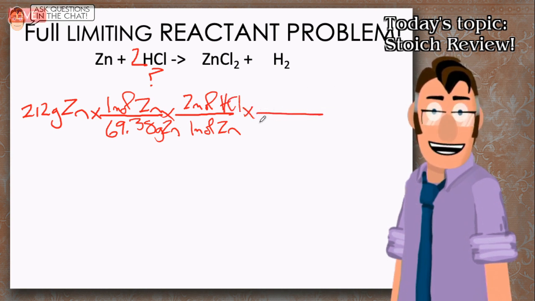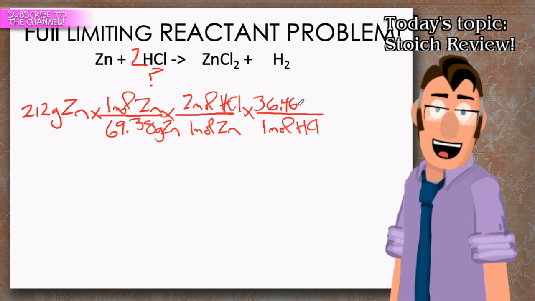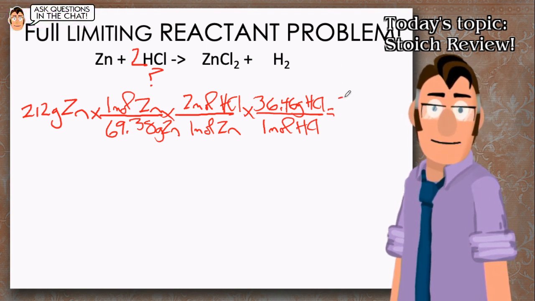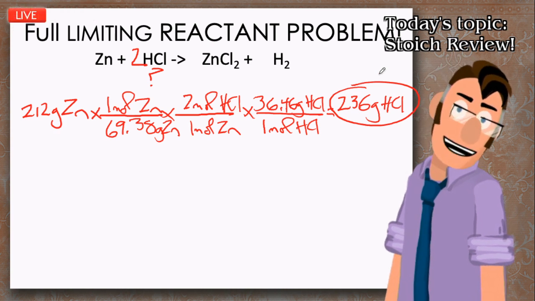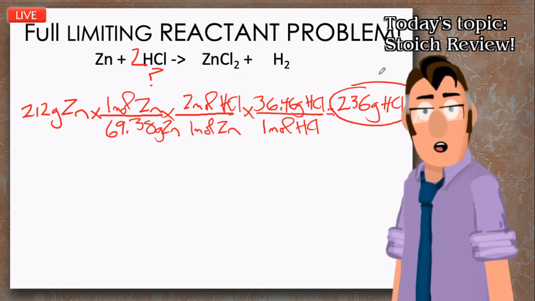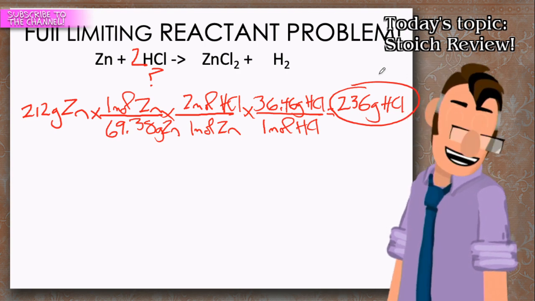All right, so we're going to now take this to the hydrochloric acid. What we're calculating here is, given the 212 grams of zinc, how much hydrochloric acid are we going to consume along with it? If we set up this problem, we end up with 236 grams of HCl. So that is how many grams of hydrochloric acid is consumed by this reaction. And as we're going to point out, that's not how many grams of hydrochloric acid is left. So be careful with what you do with this number.